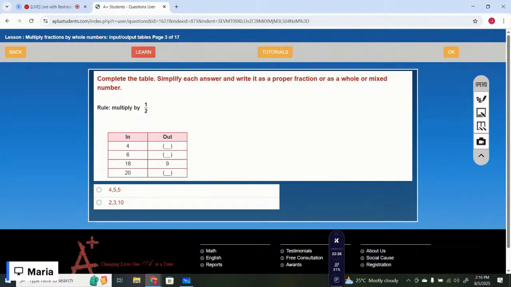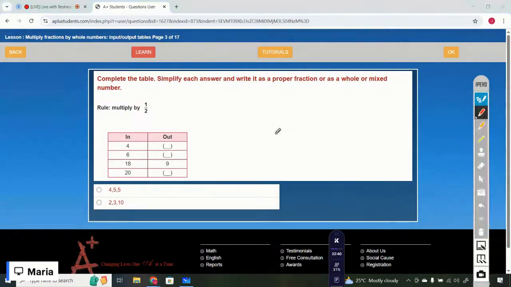Complete the table. Multiply by 1 by 2. 4 times 1 by 2. 4 times 1 is 4 and 2 times 1 is 2. 4 divided by 2 is 2. 2 it is.